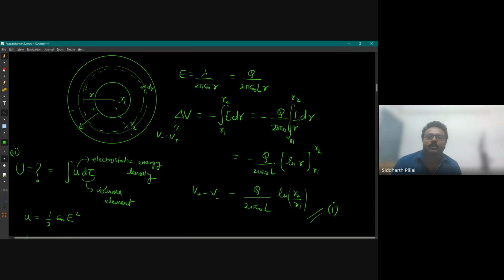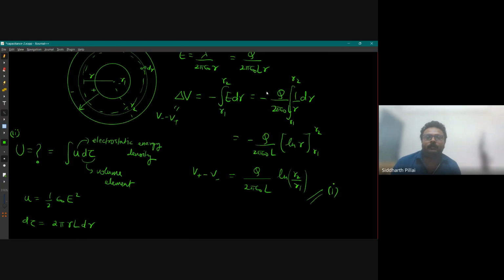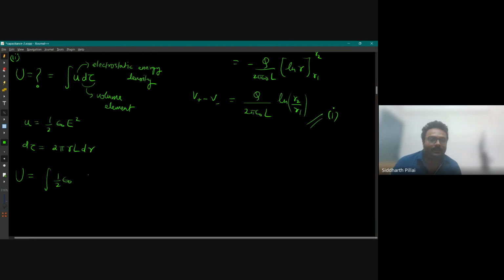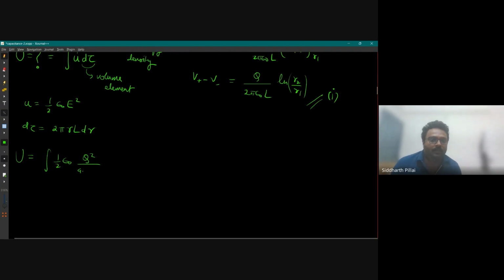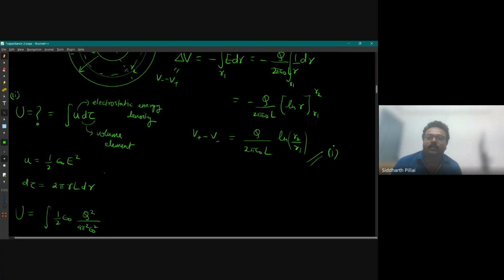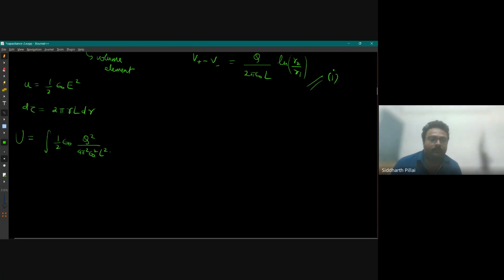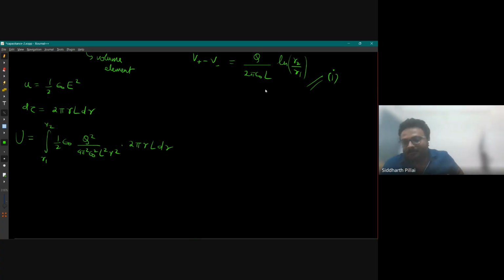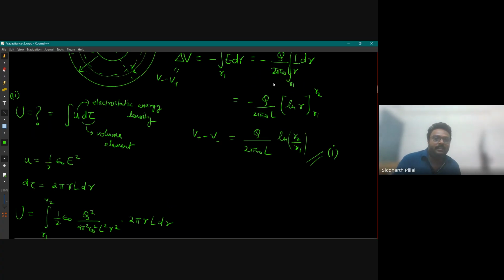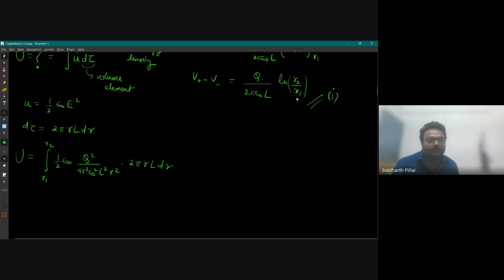I'll get Q square by 4 pi square epsilon naught square L square R square. That is your E square. Then multiplied by d tau, that gives you 2 pi R L dr, and you integrate it from R1 to R2 or R2 to R1, whichever gives you the positive value, right? So this is energy, so we'll take it as a positive value here.